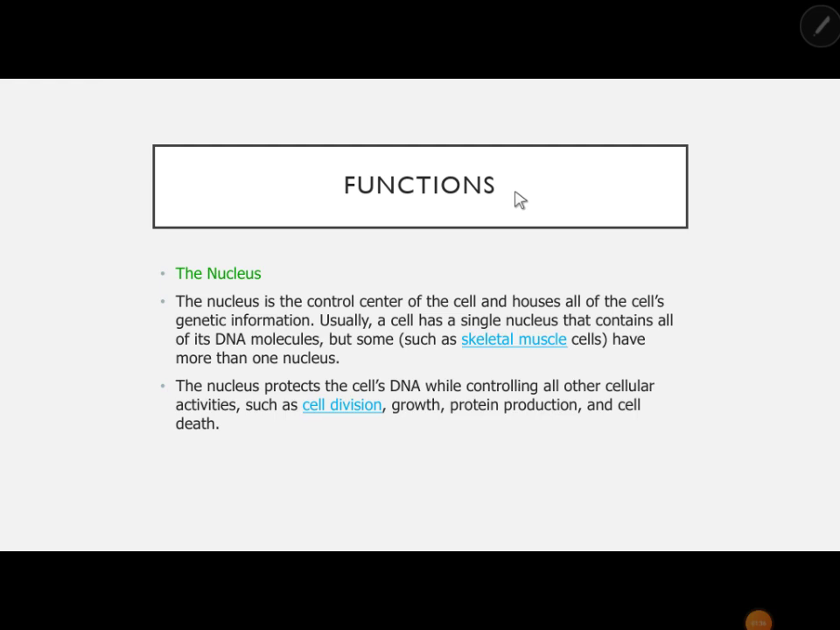Let's look at the functions of each plant and animal cell part. We'll start with the nucleus. The nucleus is the control center of the cell and houses its activities. It also contains the genetic information of a cell. Usually, a cell has a single nucleus that contains all of its DNA molecules, but some, such as skeletal muscles, have more than one nucleus.